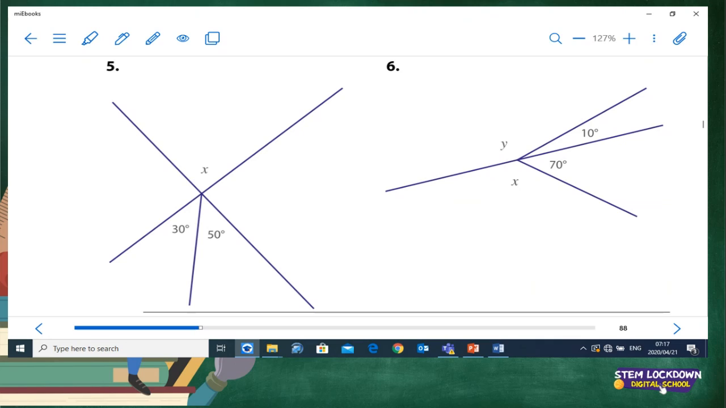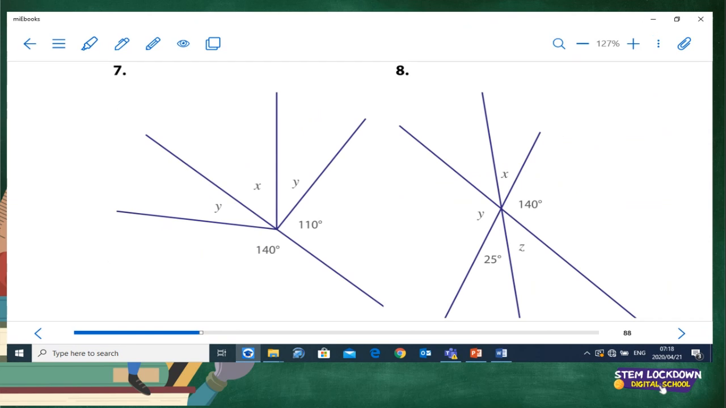So this, we have used now angles on a straight line to solve for the missing values. That is in number 6. But equally, we have used vertically opposite angles in number 5 there to find the value of x. We are proceeding now to the next slide, where we will look at number 7 and 8.